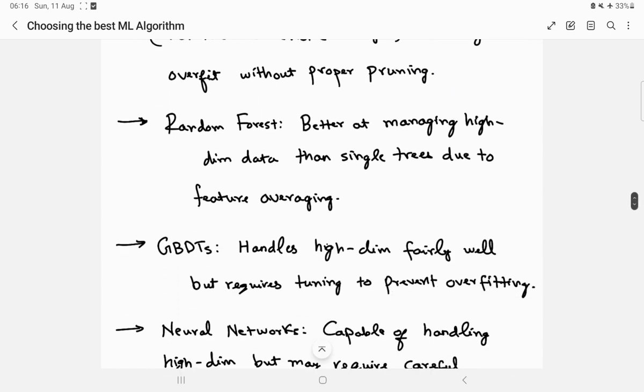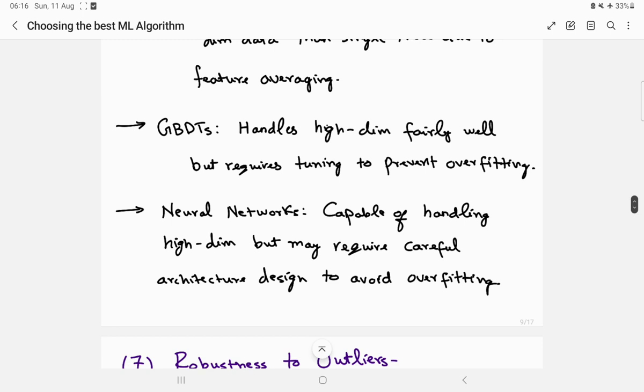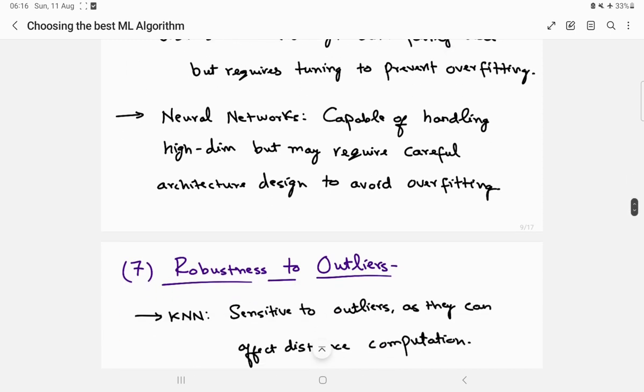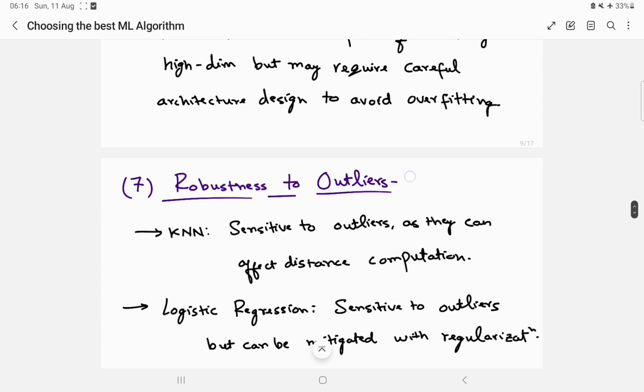When it comes to random forest, it's relatively better at managing high dimensional data than a single decision tree due to the feature averaging. Gradient boosted decision trees can also handle high dimensional data well, but they require tuning to prevent overfitting. And for neural networks, they are capable of handling high dimensional data, but they may require careful architecture design in order to avoid overfitting. And that's what we saw in most of the architectures above.